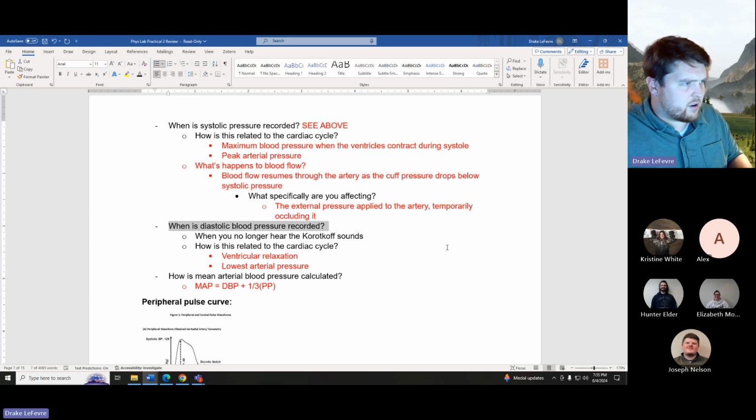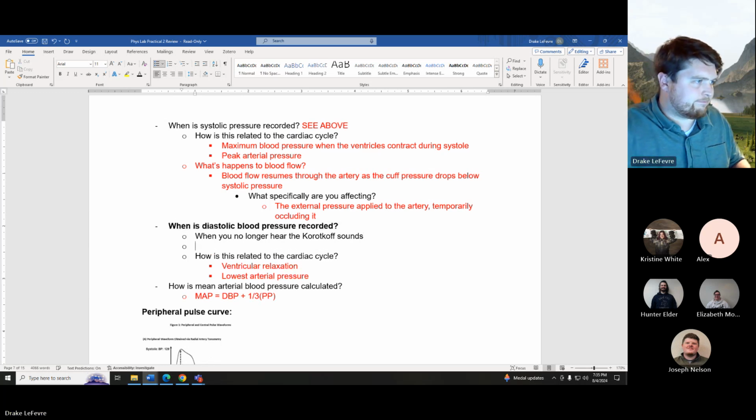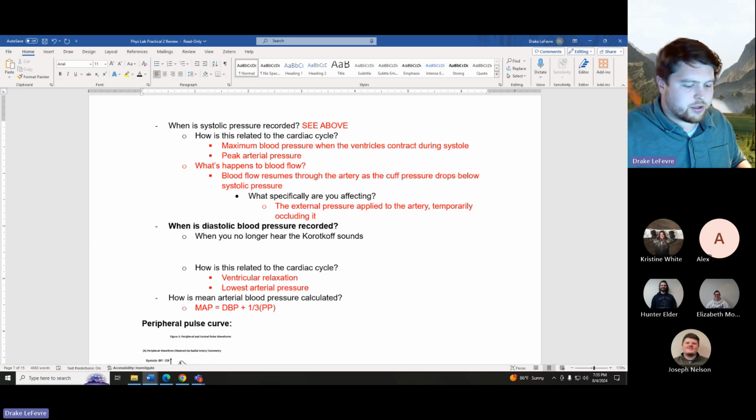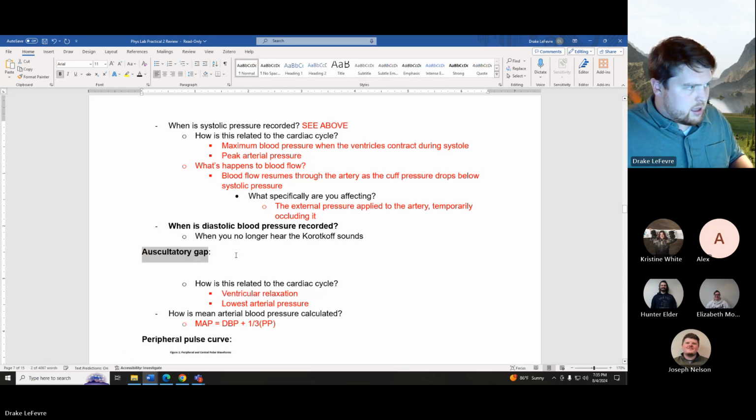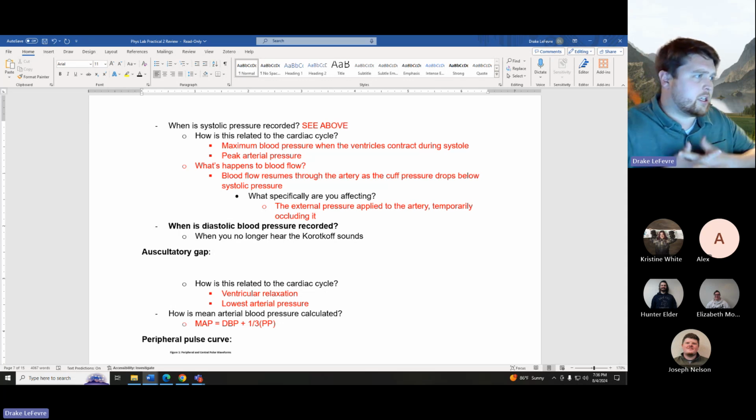Did he ever go into auscultatory gap? That does not sound familiar. Okay. I'm going to tell you about it just in case, because this was tested when I was in physiology.